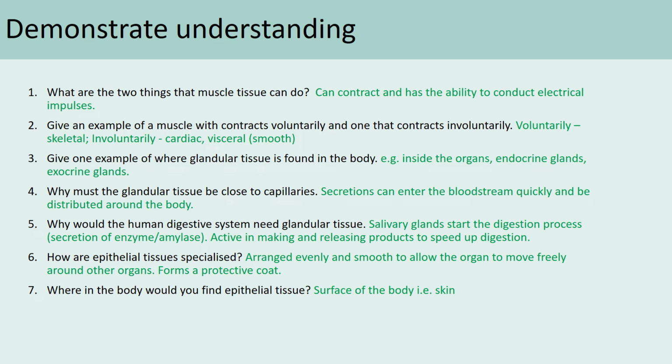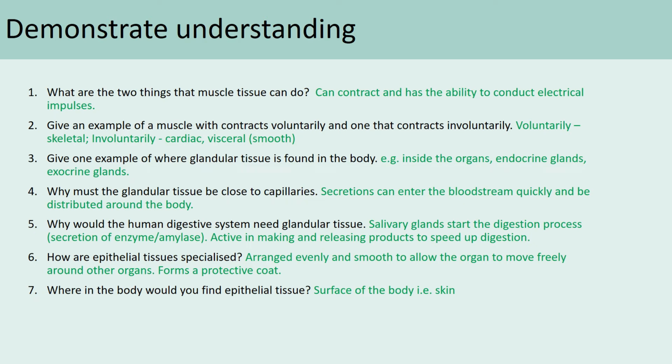So here are the answers that you might have come up with. As I say, there are other options that you can have. But what are the 2 things that muscle tissues can do? They're able to contract. And it also has the ability to conduct electrical impulses, which is obviously going to be important because it's going to be connected to the nervous system, so that you can actually think about moving.